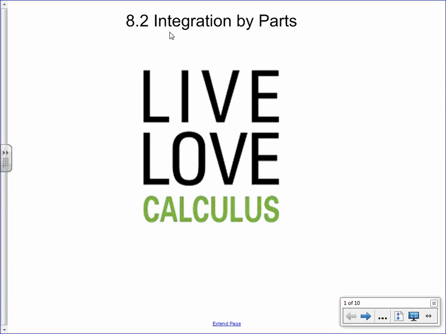Okay. Today is one of my favorite days. We get to do integration by parts. So, another integration technique, and this is a big deal for your BC test.